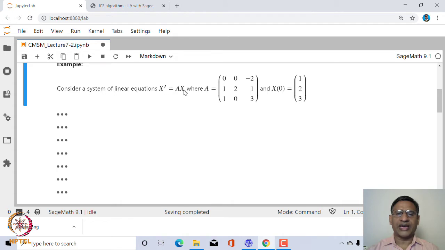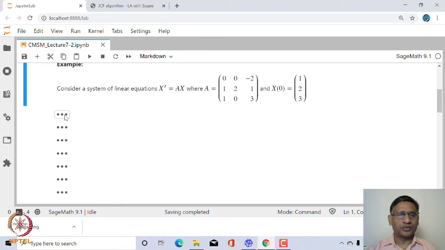So, what will you get? x1 dash is going to be minus 2 times x3, and x2 dash is going to be x1 plus 2 times x2 plus x3, and x3 dash t will be x1 plus 3 times x3. This is an initial value problem. So, x at 0 is the column 1, 2, 3, that means x1 at 0 is 1, x2 at 0 is 2 and x3 at 0 is 3. That is the system of linear ordinary differential equations we are looking at, and we want to solve this.